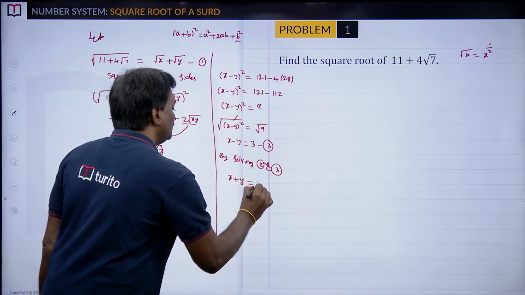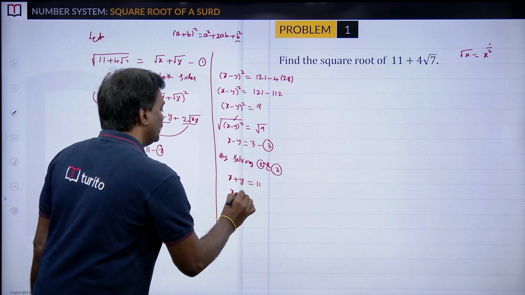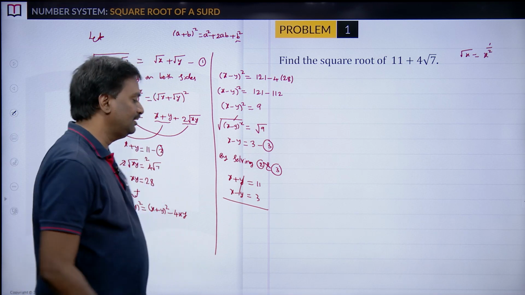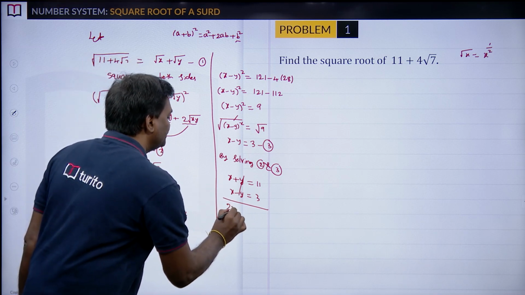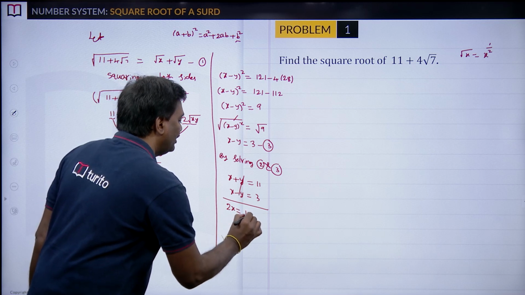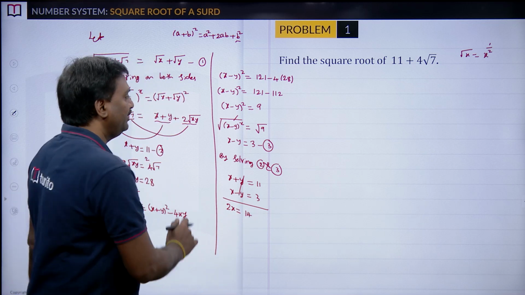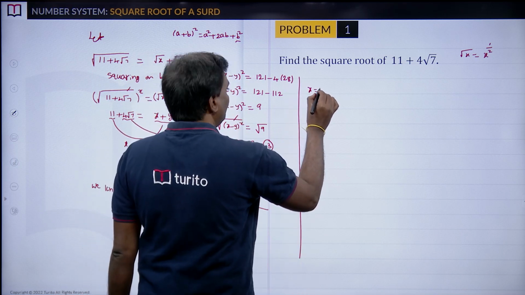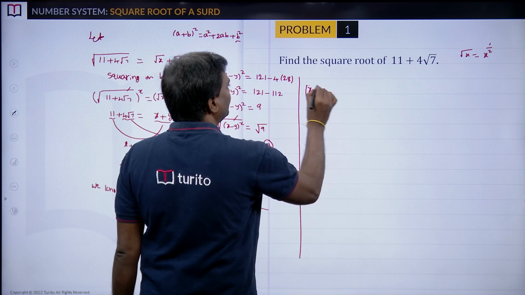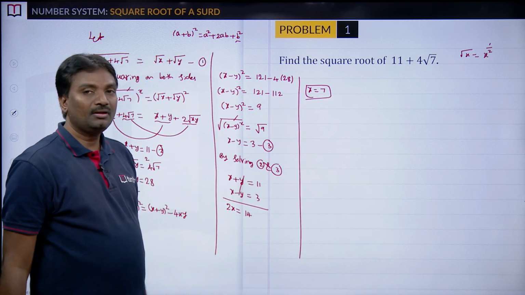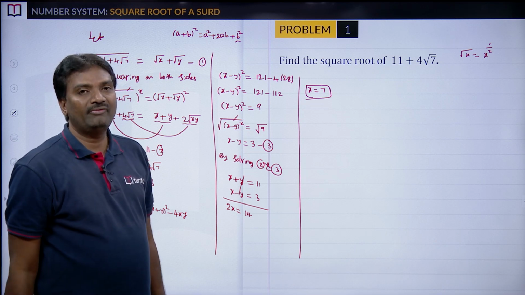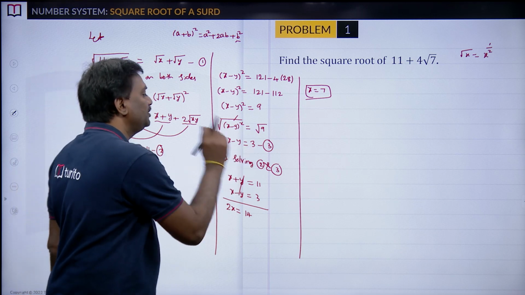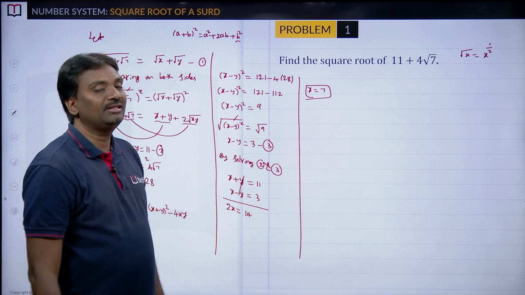x plus y equal to 11 and x minus y equal to 3, where plus y and minus y get cancelled. We have x plus x is 2x equal to 11 plus 3 is 14. By dividing both sides by 2, you will get x equal to 14 by 2, which is 7. So we got the value of x. By substituting the value of x either in equation 2 or in equation 3, you will get the value of y.